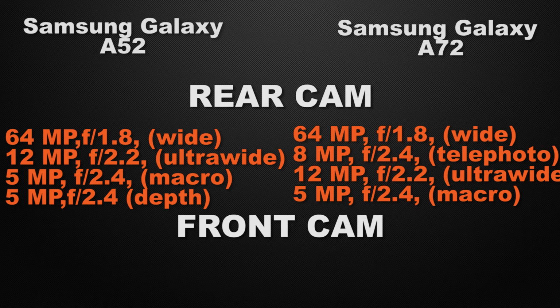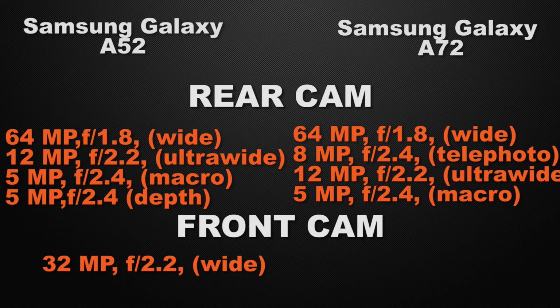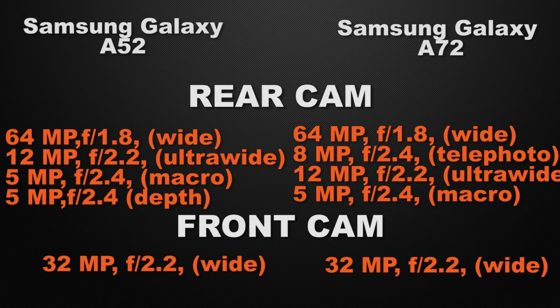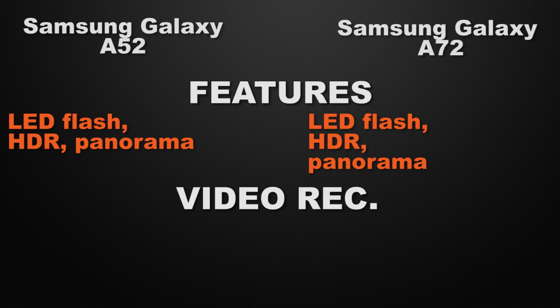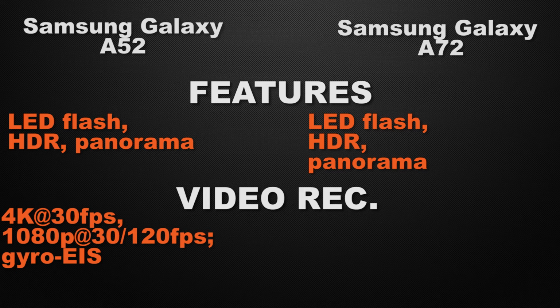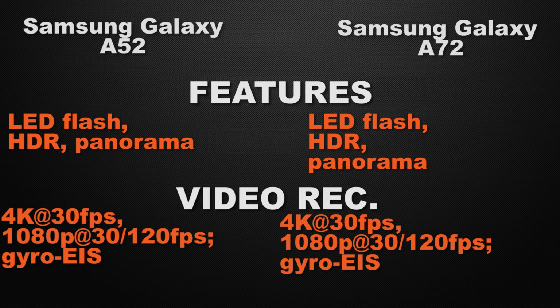And about the front camera of the devices, A52 has a 32 megapixel wide camera and A72 also has a 32 megapixel wide camera. So it's a tie here because both of the devices have the same sensor. Let's talk about the camera features of the devices. Both of the devices have LED flash, HDR and panorama, so it's a tie here. And about the video recording options, A52 can shoot 4K video max at 30 fps and Full HD video max at 120 fps with gyro electronic image stabilization. And A72 can shoot 4K video max at 30 fps, Full HD video max at 120 fps with gyro electronic image stabilization. So it's a tie here because both of the devices can record at the same fps.